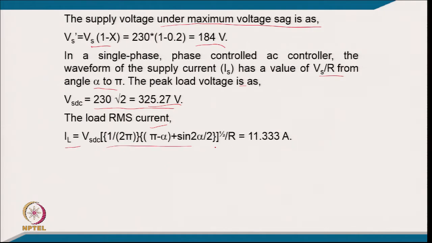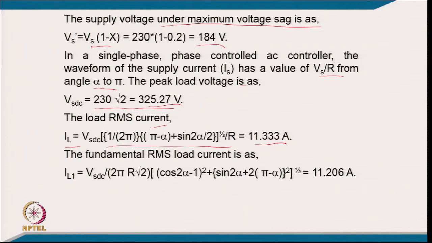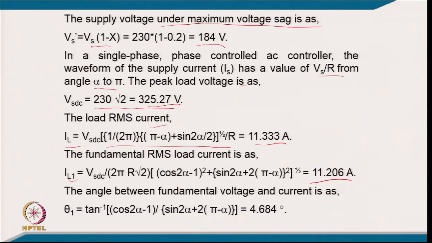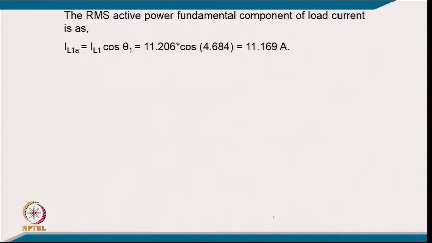The load RMS current IL from the AC voltage control relation comes to 11.33 ampere, and the fundamental RMS current, from the AC voltage control relation at the given firing angle with resistive load and voltage, comes to 11.206 ampere. The angle between the fundamental voltage and current, theta 1, calculated in terms of alpha comes to 4.684.